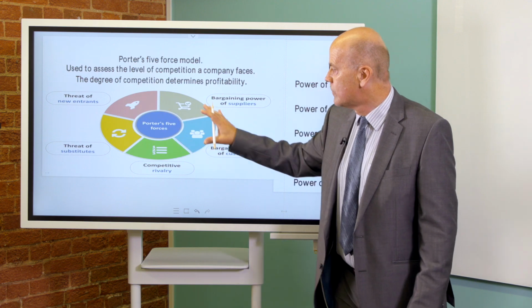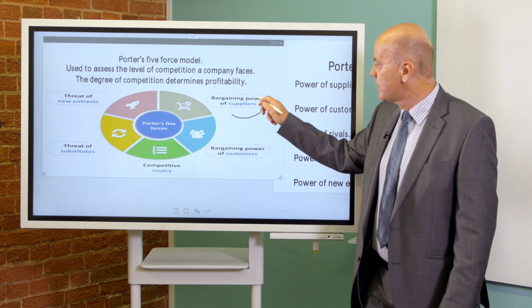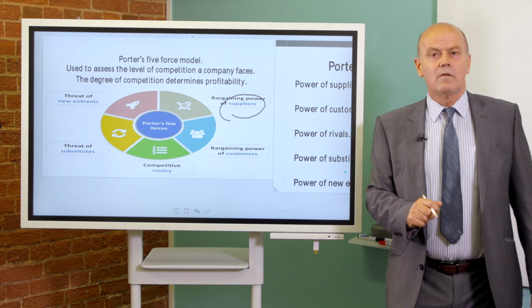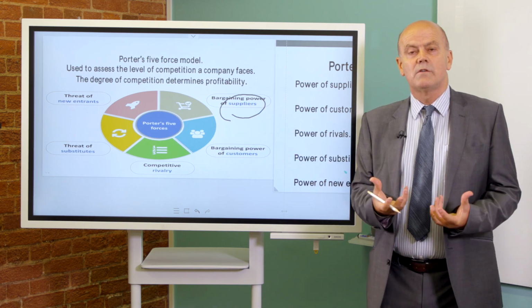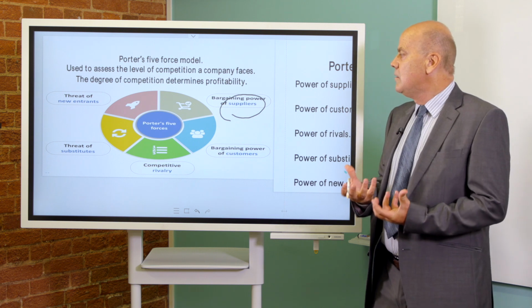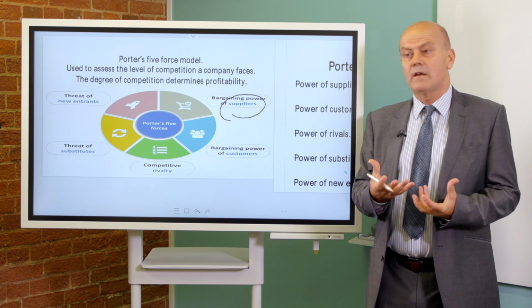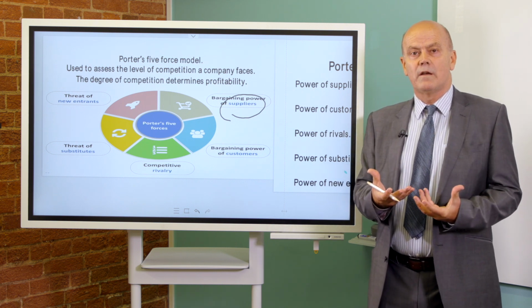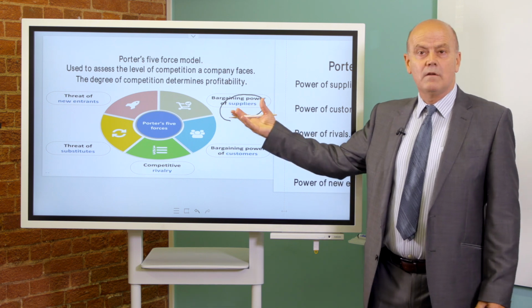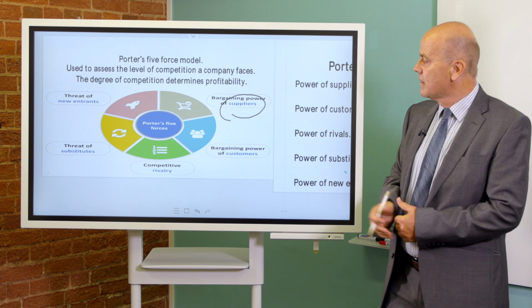So here we are. We've got the picture. We have the 5 different forces here. The first one we have here is suppliers. And what Michael Porter said is if you have, for example, only 1 or 2 suppliers, you may have a competition problem because they may decide to charge very high prices and therefore your profit margin will be quite low because you really have no choice. You have to use those 2 suppliers.